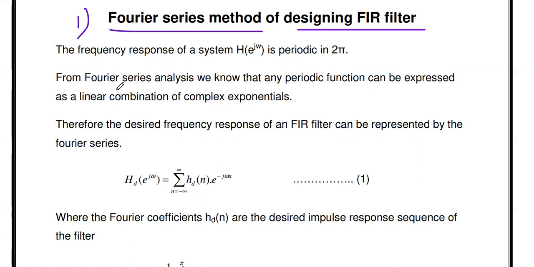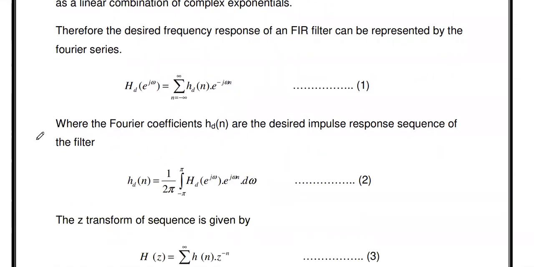In the Fourier series method, in order to design this FIR, the specification given is the frequency response H of e power j omega. From the frequency response, the first step is to find the desired impulse response hd of n. We have to find the desired impulse response hd of n from the given frequency response of the FIR filter. That is the first step.